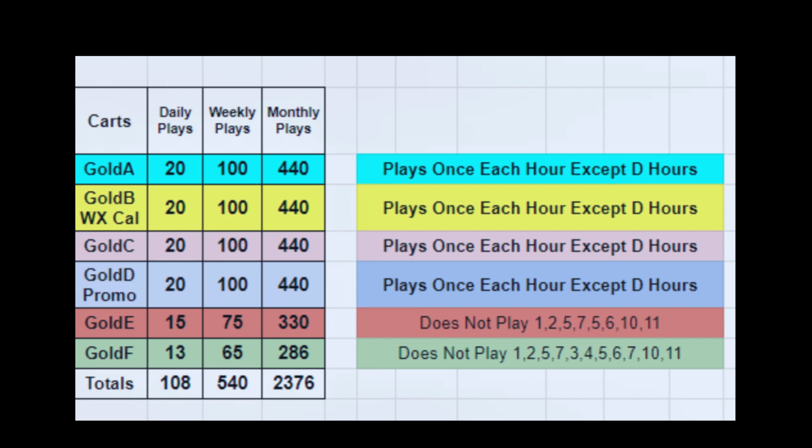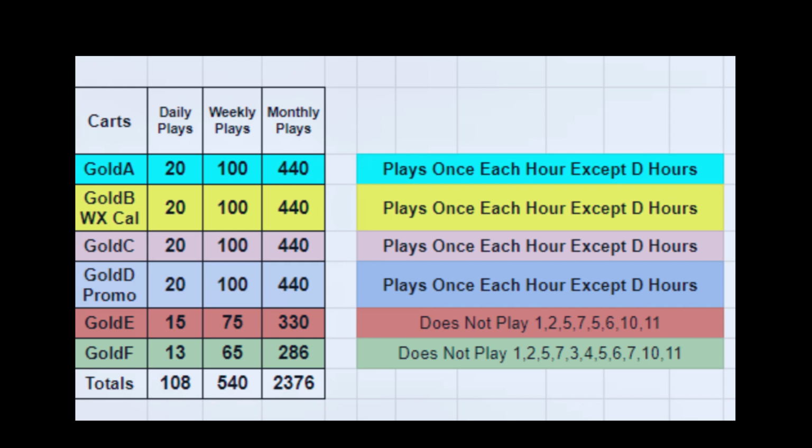Now, the gold B, we reserve that one for weather forecasts and community calendars and so forth. Again, it plays 20 times a day, 100 times a week, 440 times a month. And then gold C, same thing, 20 times a day. Gold D, 20 times a day. Then gold E is a little less. It plays 15 times a day.